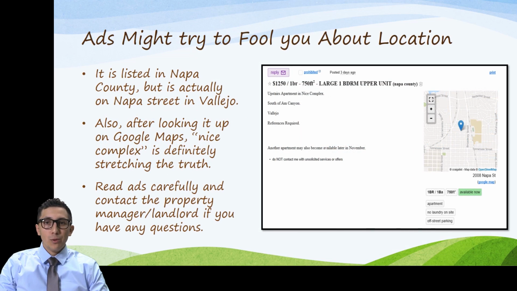Ads might try to fool you about the location. This ad here lists the unit as being located in Napa County. However, it is actually on Napa Street in Vallejo. It also states that it is a nice complex, but if you Google the location, it is definitely not even close to being a nice complex. Read ads carefully and contact the property manager or landlord if you have any questions.